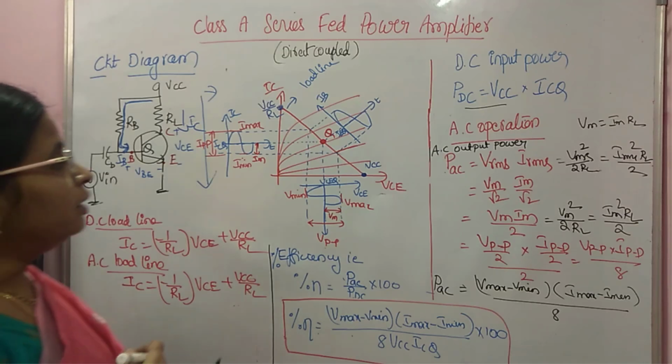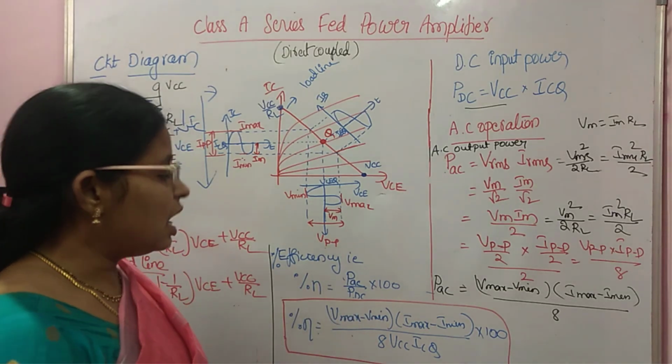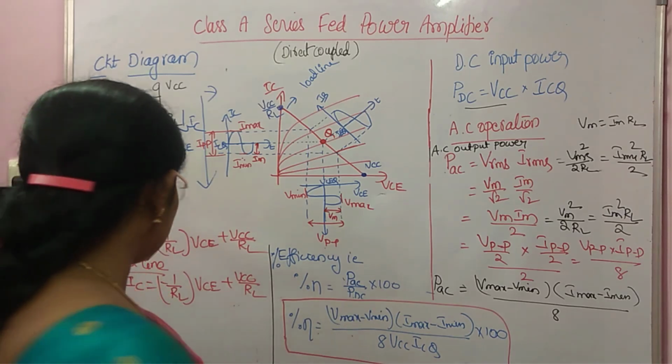Then I'll find the maximum efficiency of the Class A series fed amplifier. How to find the maximum efficiency?